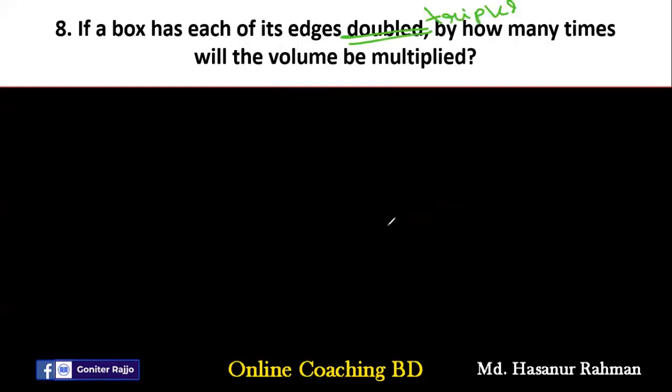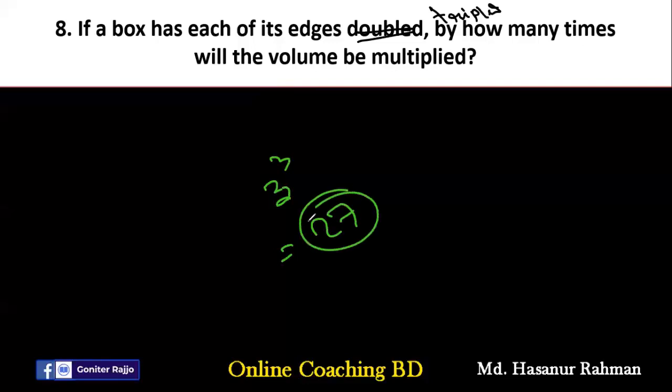Now I want to change the question. Instead of double, if the question says triple, then what will you do? What will be the final answer? It will be 3 cube, that means 27. It will be 27 times bigger than the previous one. How many times will 3 be multiplied? 3 times. 3 cube, that means 27. If x is doubled, how many times will 2 be multiplied? 3 times. 2 into 2 into 2, 8.